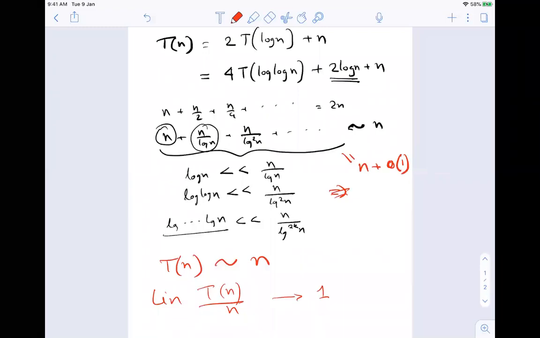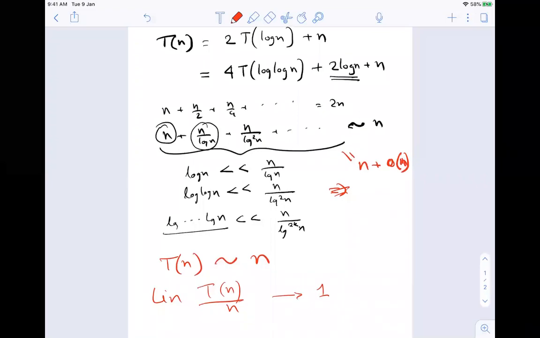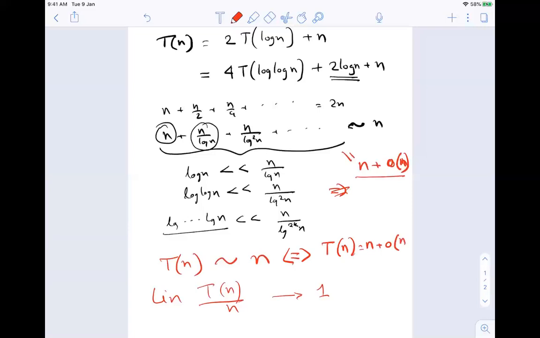What is the small o of 1? That means divided by a constant. Actually, small o of n, I don't need a small o of 1. N plus small o of n, right? Because if you divide it by n, you get 1 plus small o of n by n, which goes to 0. So the limit of this object divided by n goes to 1. So maybe this is another thing that I want to write. This is the same as T of n equals n plus small o of n.